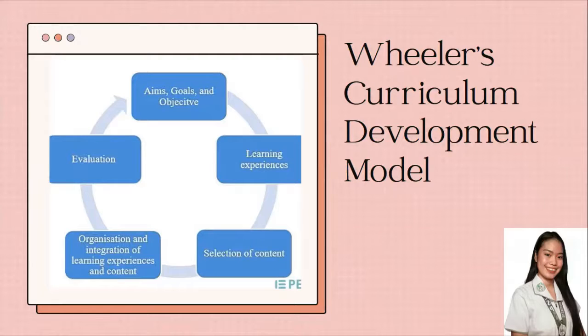It is very important that evaluation should have clear objectives and aligned assessment strategies designed to test how well students have achieved the learning outcomes. Through evaluation, mas ma-assess natin kung may natutunan ba talaga ang mga bata. An effective example of this is the paper and pencil test. So once this cycle is complete, it starts again from the first step and goes onward, continually improving the curriculum.